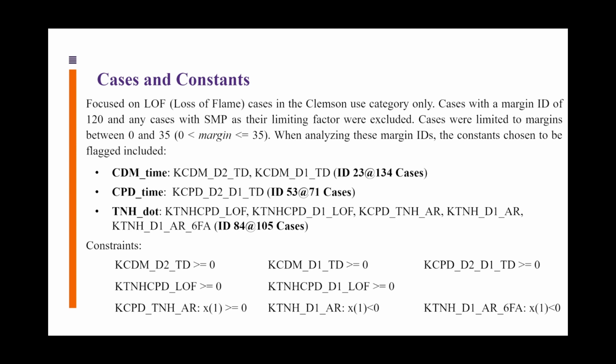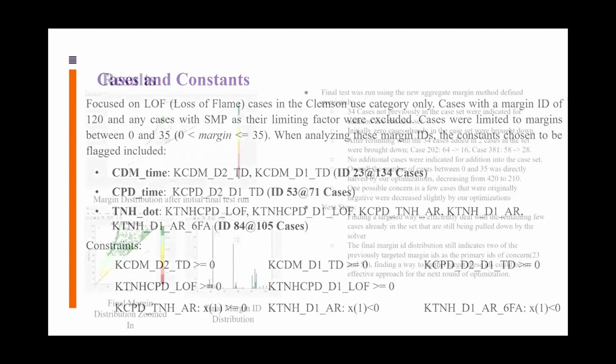And these correspond to these three signals, CDM time, CPD time, and TNH dot, respectively. This is how we were able to determine which constants we were going to target. The constants are listed there as well, to the right of the signal name. These were the signals that we were mainly optimizing throughout the entirety of the year.